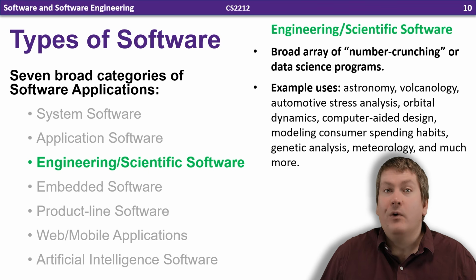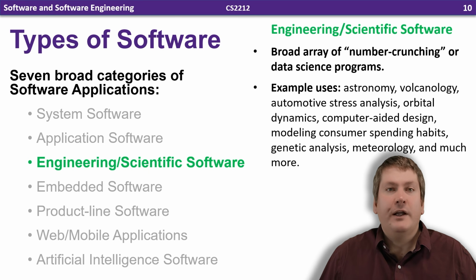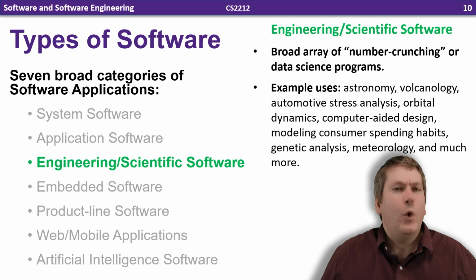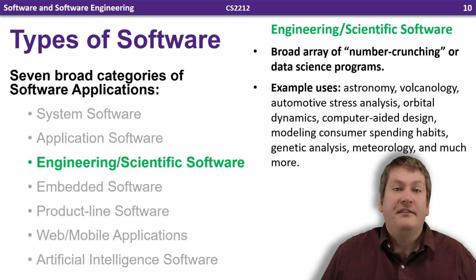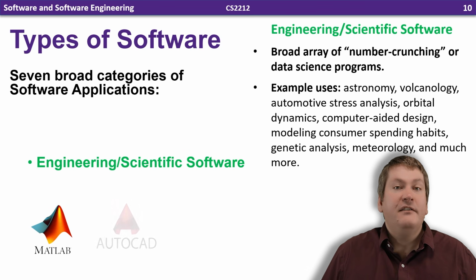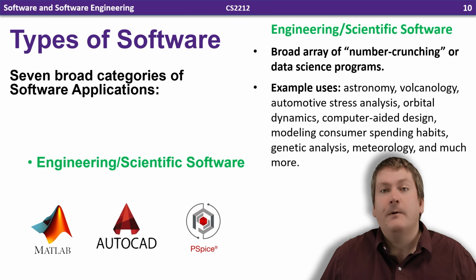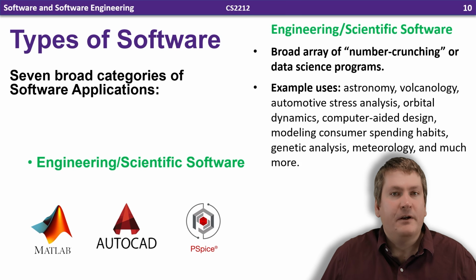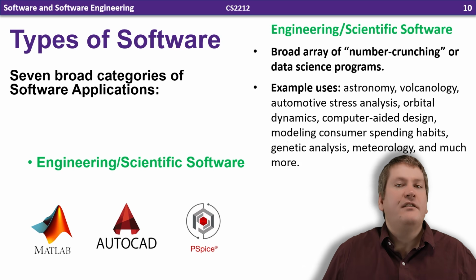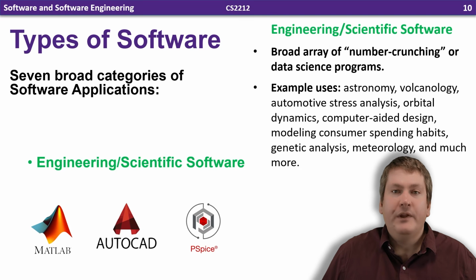Next is engineering or scientific software. This category includes any number crunching, data science, or technical design programs that might be used in research or industry. There are quite a wide range of applications, from astronomy to computer-aided design to genetic analysis and much more. Much of this software is custom designed for the task, but there are some off-the-shelf solutions for common tasks, such as AutoCAD for computer-aided design and drafting, and there is some overlap here with application software. You could have a program that's both engineering software and application software that runs on a desktop, for example.